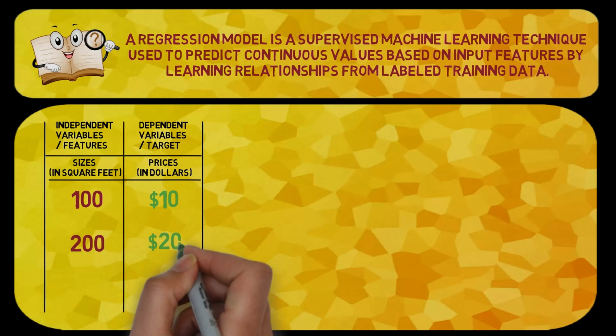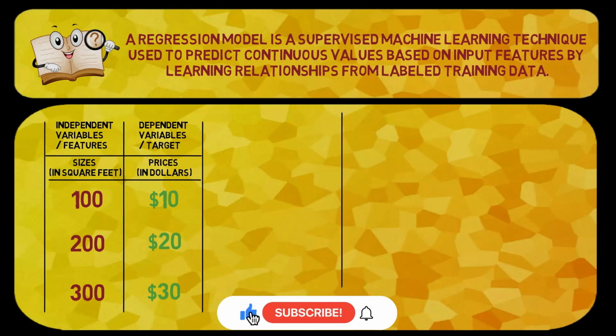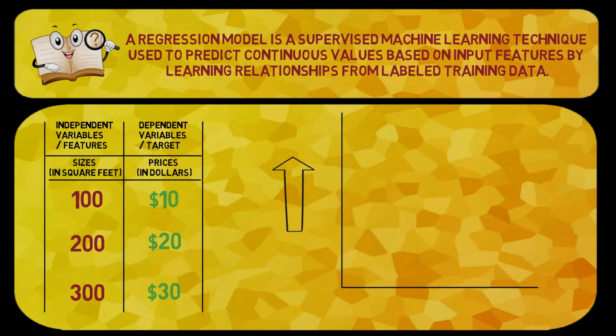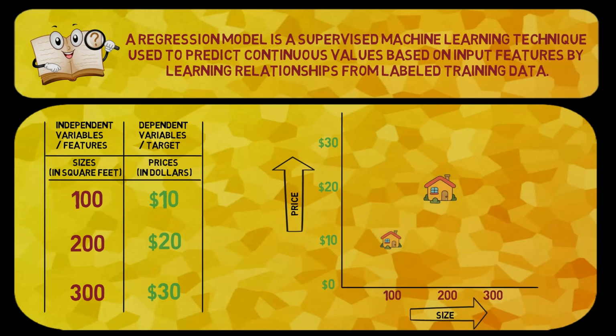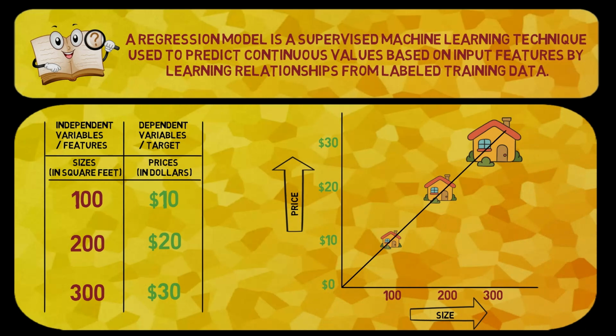Imagine you have data about houses, their sizes in square feet, and their prices in dollars. Regression looks at this data and learns how the size of a house influences its price. Once trained, the model can predict the price of a new house just by knowing its size.